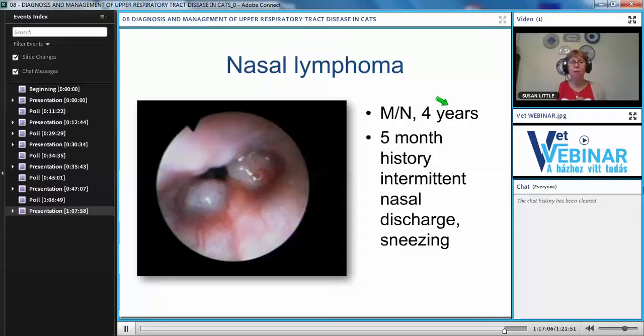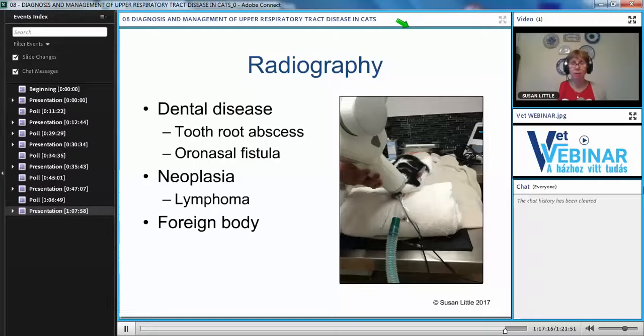This was only a 4-year-old cat. In older cats, we might more likely see things like adenocarcinoma, for example. So endoscopy can be useful in these cats. Radiography would be most useful for the tooth root abscess cases or an oronasal fistula. You might see a space-occupying mass, again, that might make us think of lymphoma or adenocarcinoma or a foreign body. So those would be the type of things that radiography would be useful for.